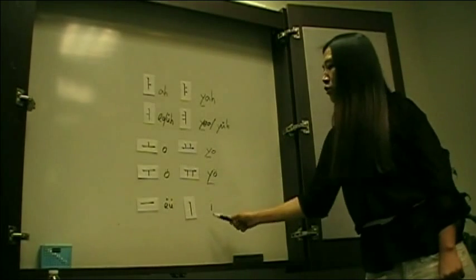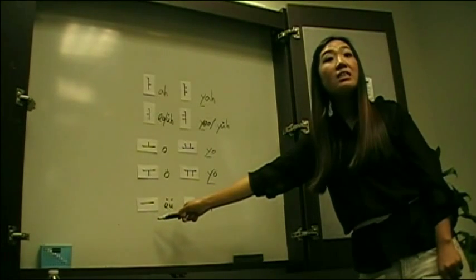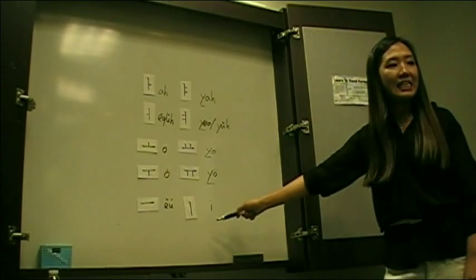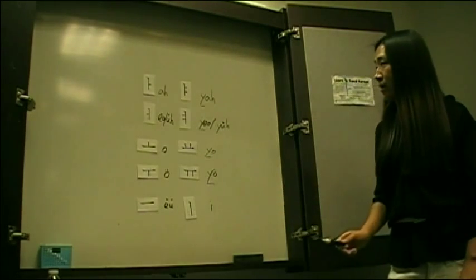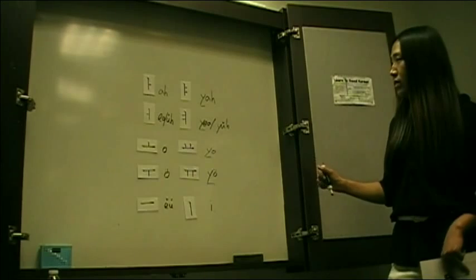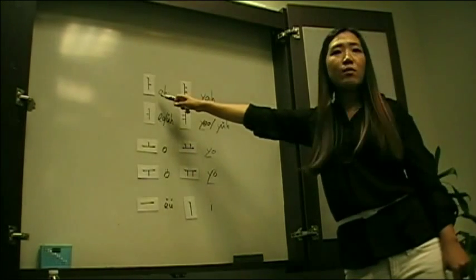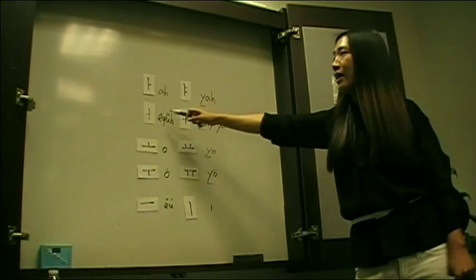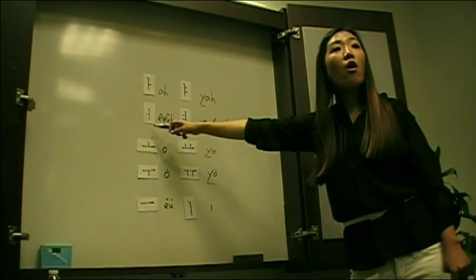And then these are extra two: u, e. Let's see one more time.